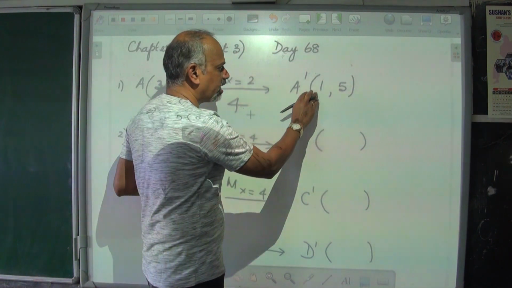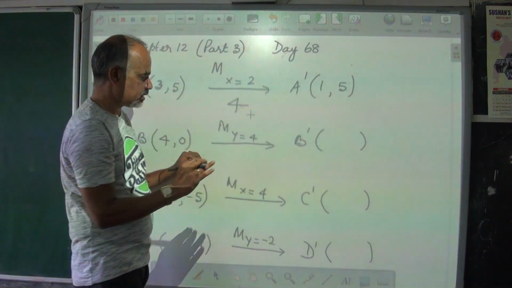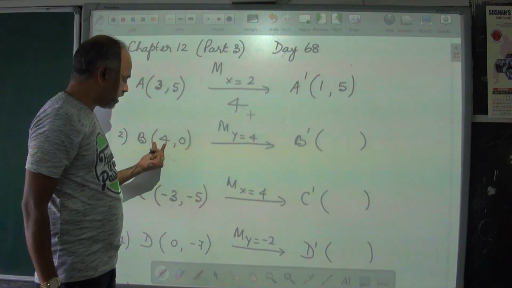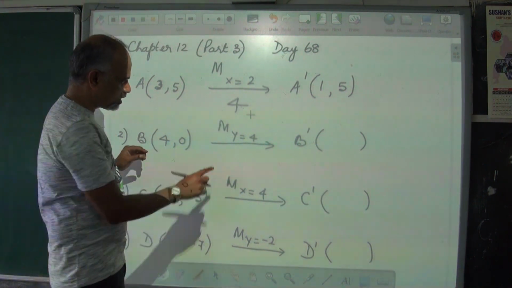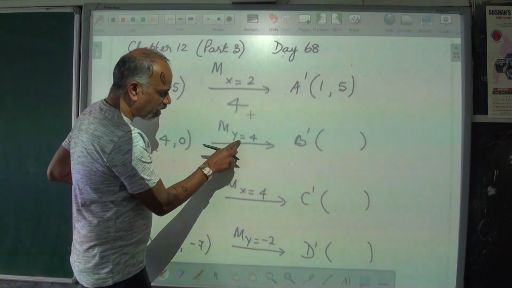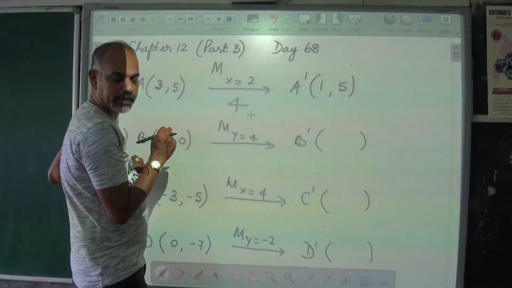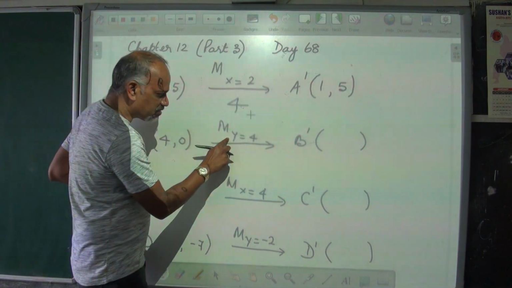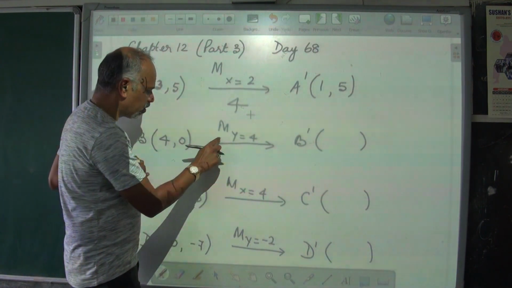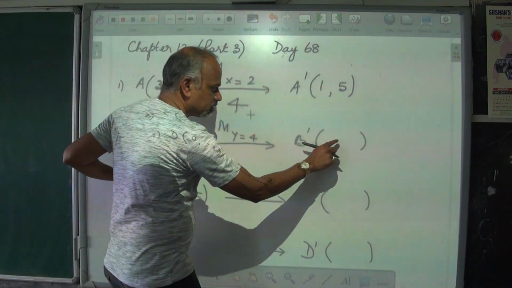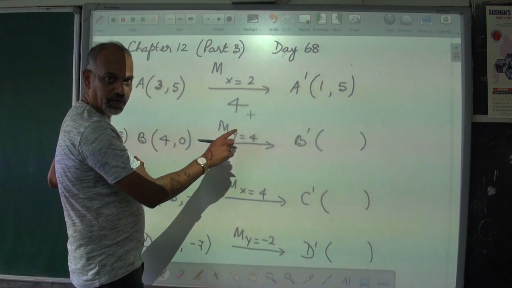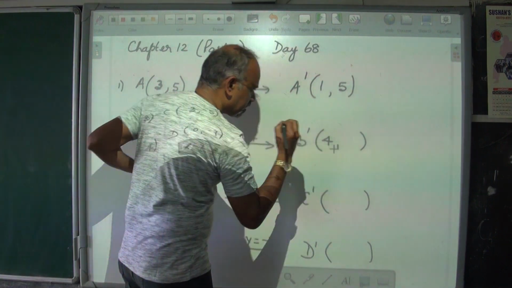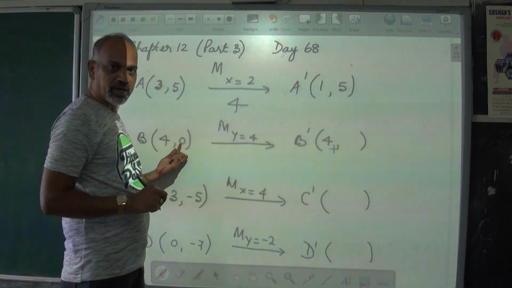So the coordinates of A dash are 1, 5. Similarly, a second example. B's coordinates are 4, 0. It is going to be reflected in the mirror y is equal to 4. So B changes to B dash. Because it is reflected in y is equal to 4, the y coordinate will change, not the x coordinate. So the x coordinate remains the same, that's 4. And the y coordinate is going to change.